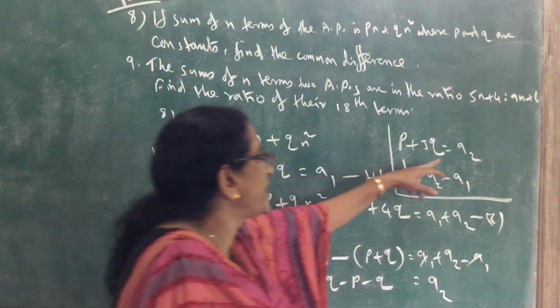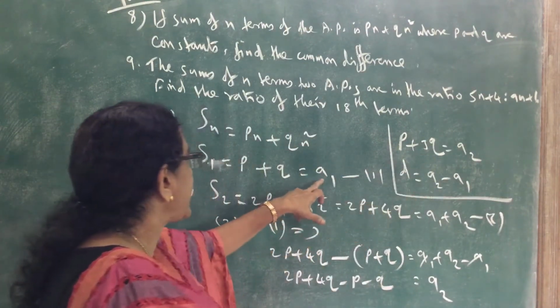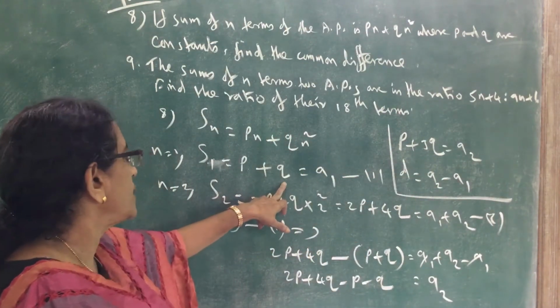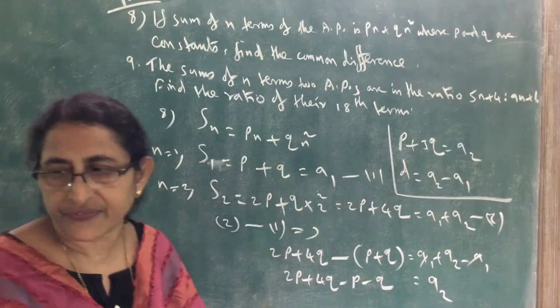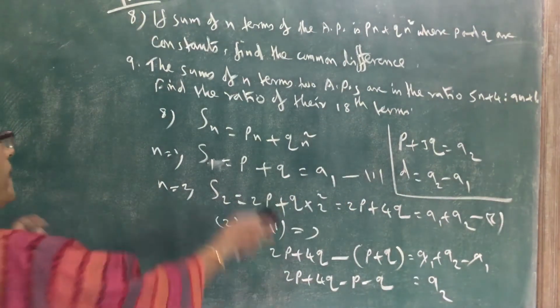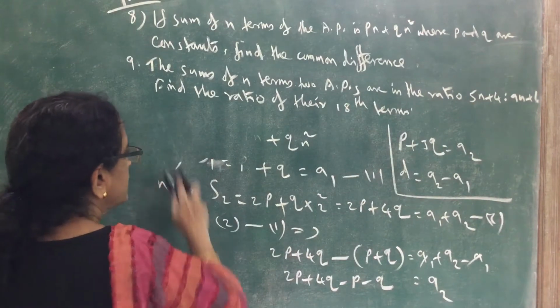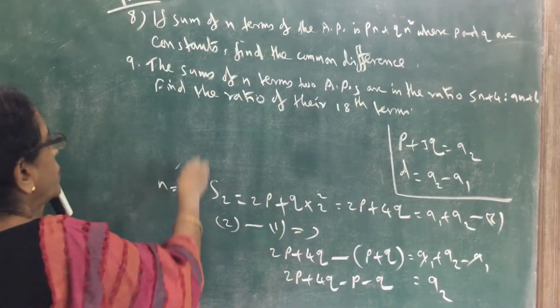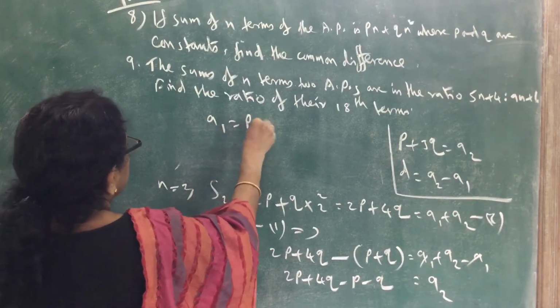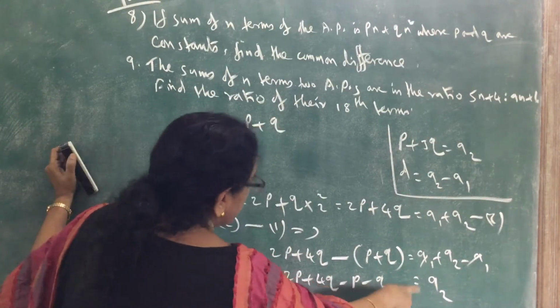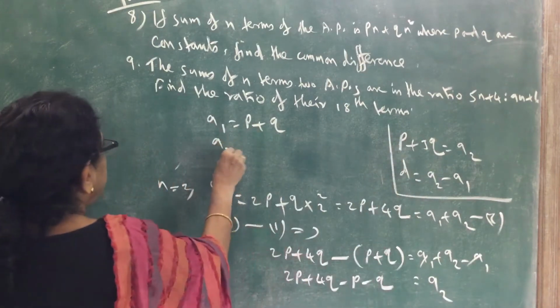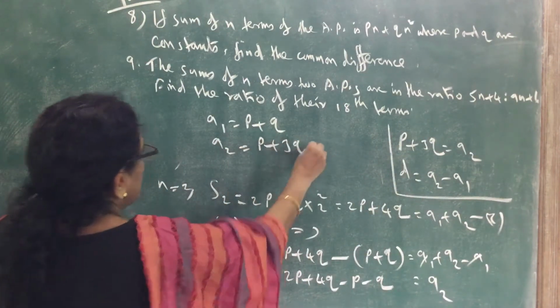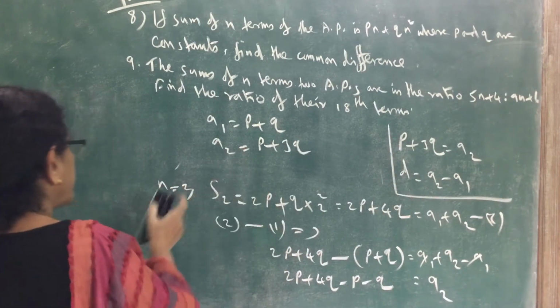What is A2? A2 is P plus 3Q. What is A1? A1 is P plus Q. So we can subtract and find the common difference. A1 is P plus Q, and A2 is P plus 3Q. Using this we can find the common difference.